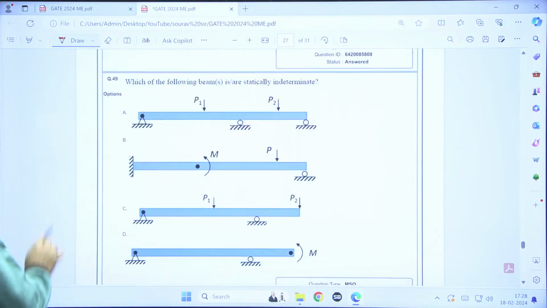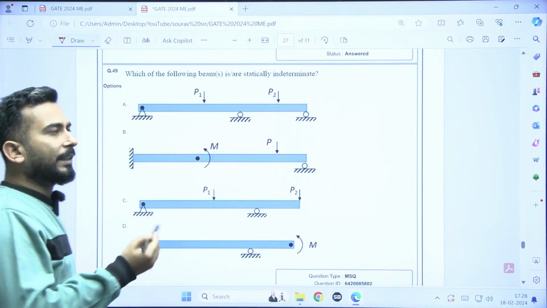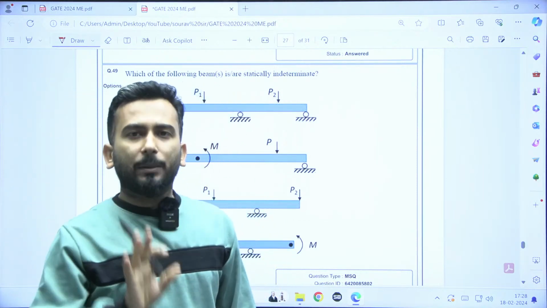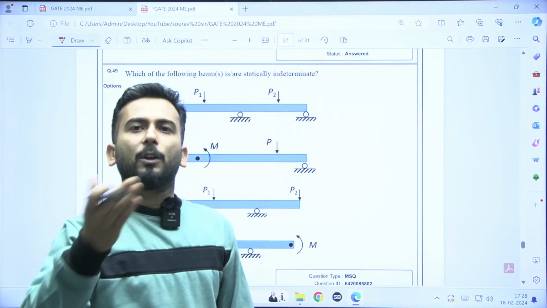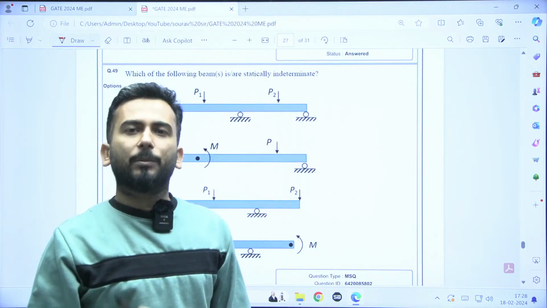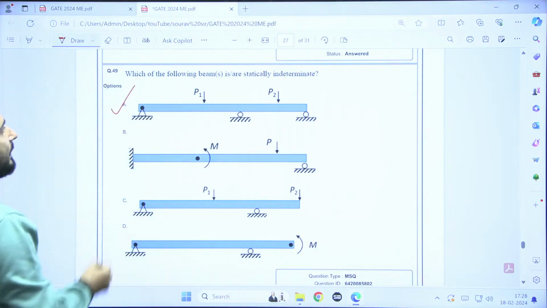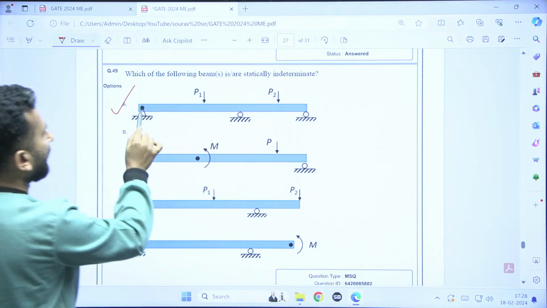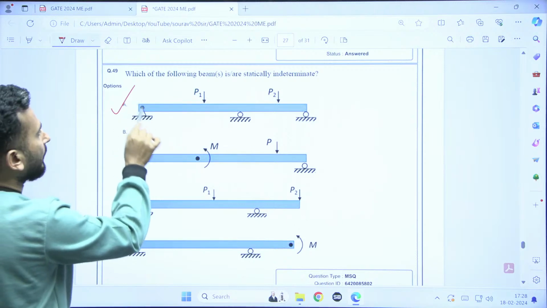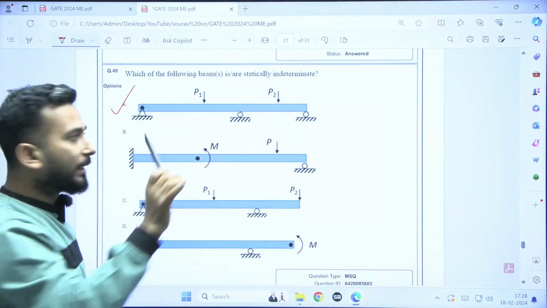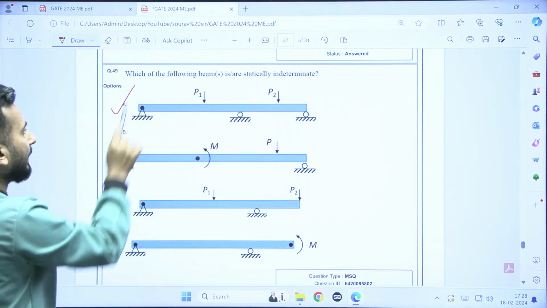Okay, statically indeterminate. What is a statically indeterminate system? It is where you have 3 equilibrium equations and the number of unknowns is more than 3. So option A: how many unknowns are there? 2 unknowns here, 3, 4 unknowns, only 3 equations. So it is statically indeterminate.